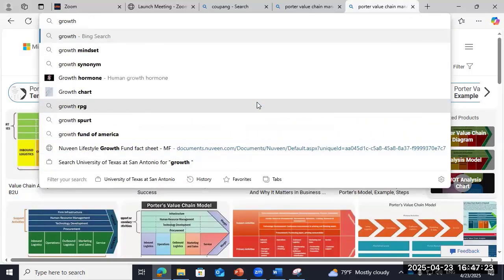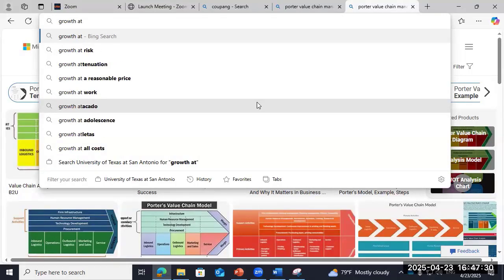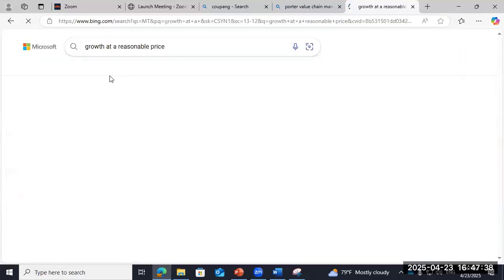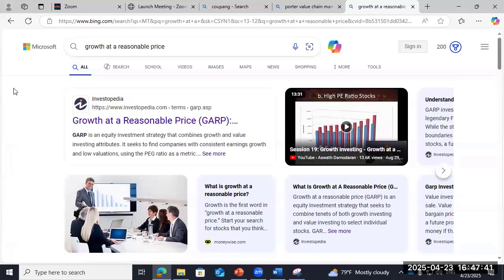What's A? It's a really, really small word. At. A. What do you think the RP are? Well, it's right up there. Reasonable price. That's GARP. If you don't have a strategy, just use GARP.